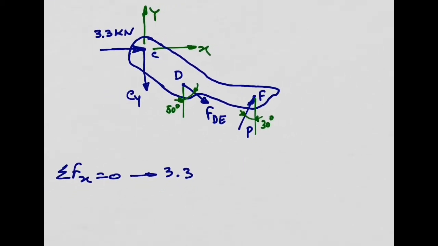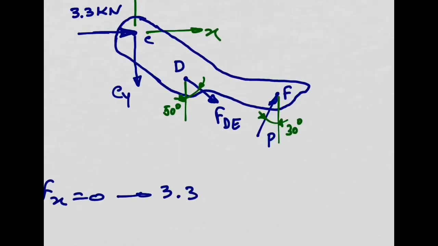Now let's continue. Summation of forces in the x direction. We did put there 3.3 already. So FDE is going to be positive or negative? The horizontal component of this force. You need to decompose this force in the horizontal direction. You'll get this component, right? So it's going to be positive because it has the same direction of x. And the horizontal component is FDE sine of 50 degrees.